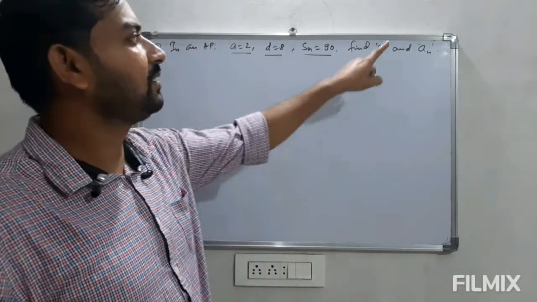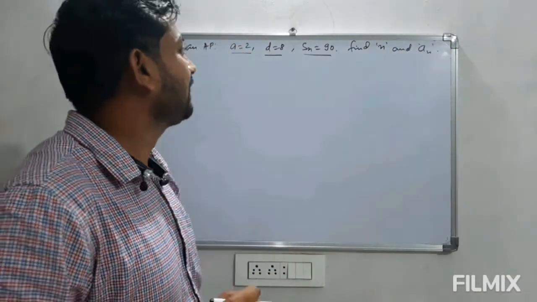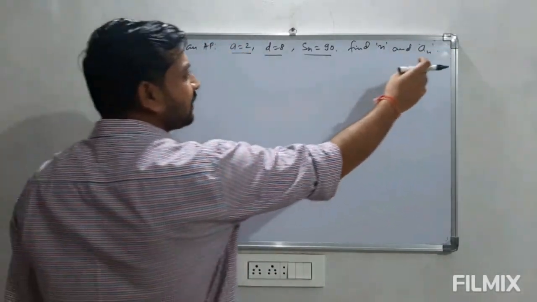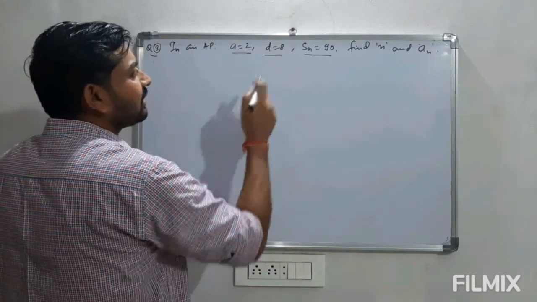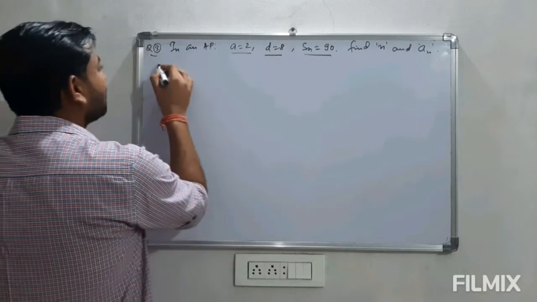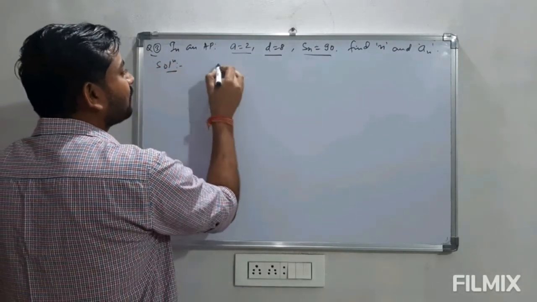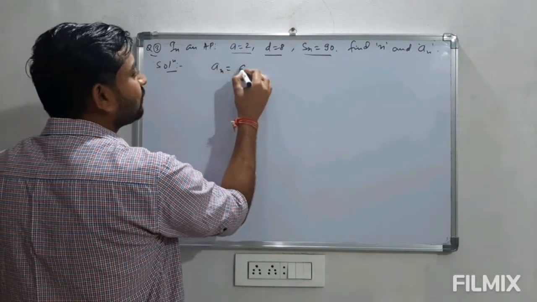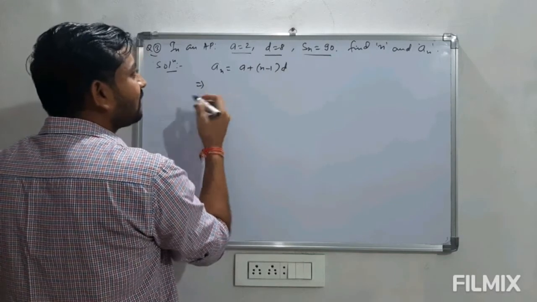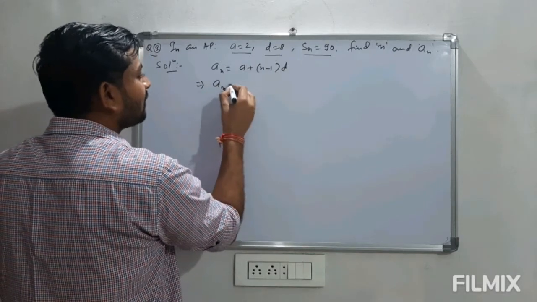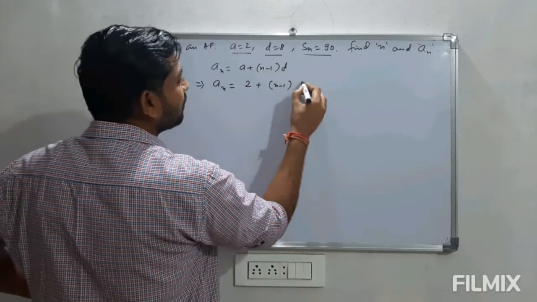We have to find the total number of terms, that is n, and the nth term, that is an. So first of all, we can find out the nth term. As we know the values of a and d here, we can find the relation involving n. We will be using the relation an is equals to a plus n minus 1 into d. Whatever we know here, we have to substitute: an is equals to a, which is 2, plus n minus 1 into d, which is 8.